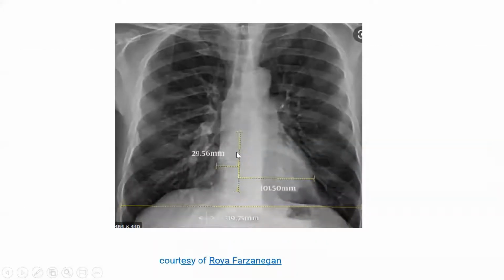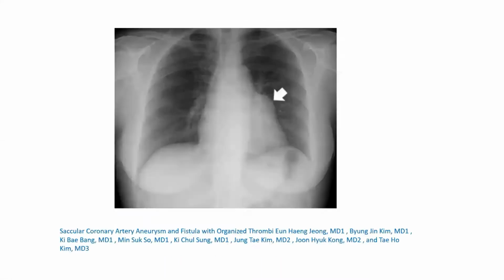Now look here. So this is 2.9 centimeter on this side and 10 centimeter on this side. So total is like 13 centimeter over 31 or 32 centimeter. That's the cardiothoracic ratio. Okay, good. Now the borders.